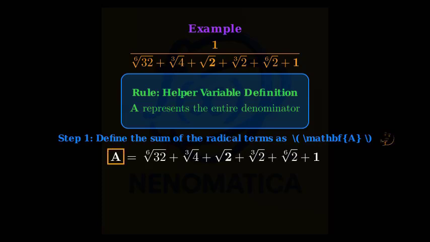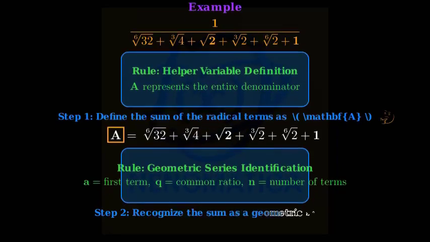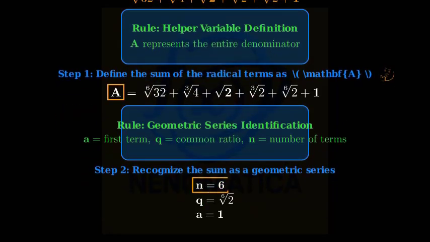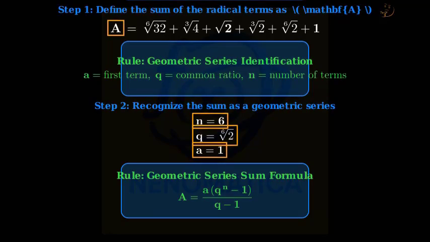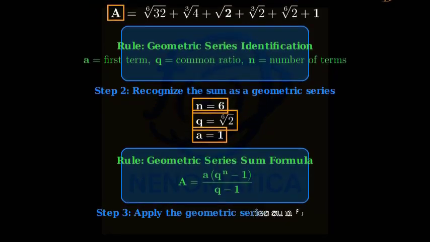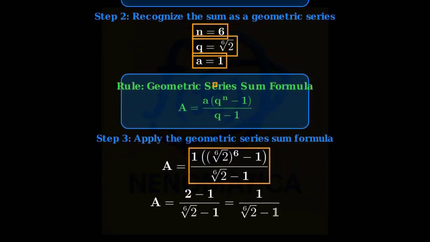Recognize a geometric series. The rule is to identify first term, common ratio, and number of terms. Here the common ratio is the sixth root of 2, the first term is 1, and there are 6 terms. Apply the finite geometric series sum formula. We use A equals a times q to the n minus 1, over q minus 1. Substituting a equals 1, q equals sixth root of 2, and n equals 6, this simplifies because the sixth power of the sixth root of 2 is 2.